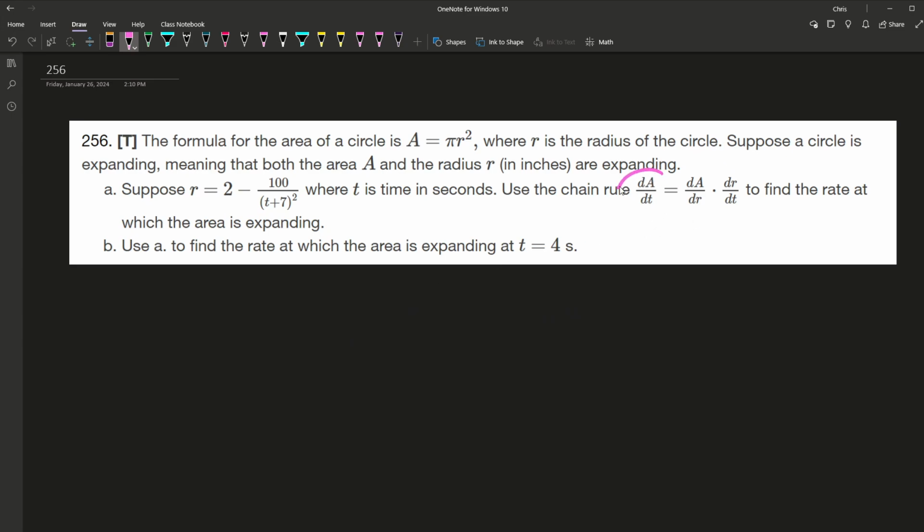So note here that it gives us the derivative of the area with respect to time. This is the derivative of the area with respect to the change of the radius times the derivative of the radius with respect to time. So the first thing I want to do is find dA dt. Let's find some expression for dA dt.